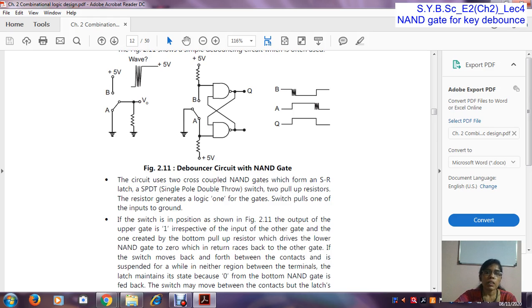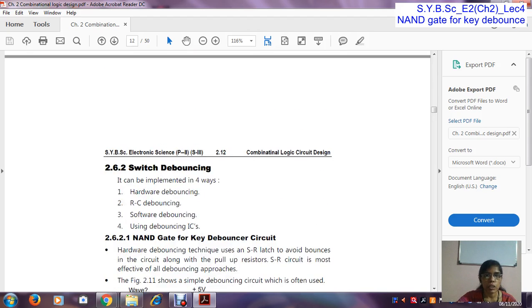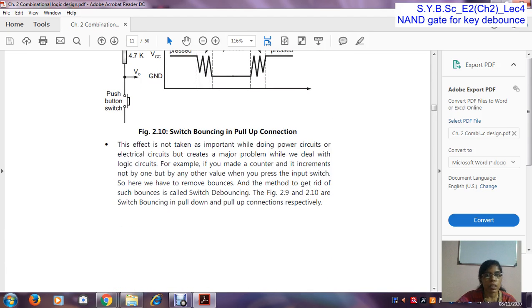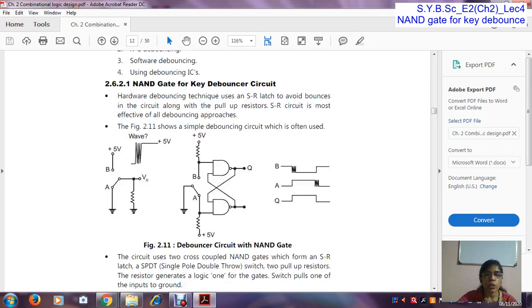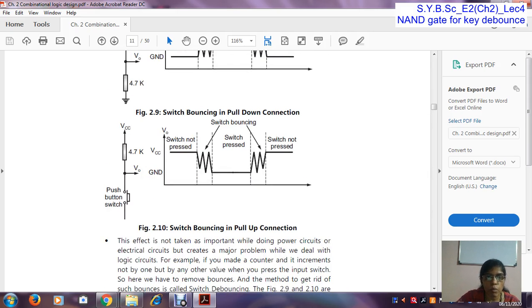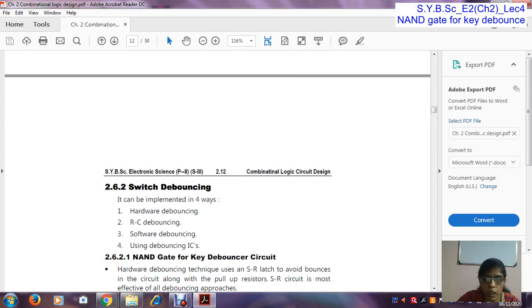So when we release the key, then it changes the output, otherwise it holds the output. When we press the key, it holds the output, and when we release the key, then it releases the output. So in this way this key bouncing condition is avoided, because this latch holds the output. When you press the key, the output is held in this latch, and when you release the key, the output is released and it holds the next output. So this key bouncing condition is avoided by using NAND gates.